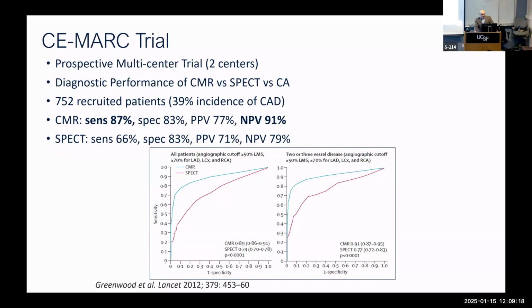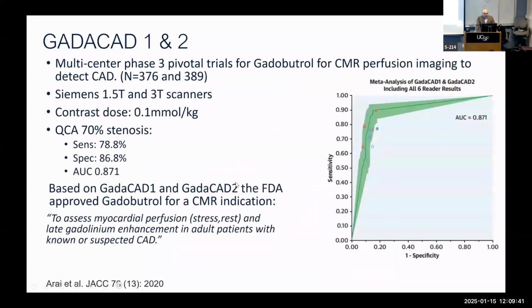This is a CE mark trial, direct performance between CMR and SPECT using coronary angiography as the gold standard. CMR outperforms SPECT in terms of sensitivity and negative predictive value and accuracy. And really, area under the curve was higher, regardless of whether or not you're looking at single vessel disease, multi-vessel disease, left main coronary stenosis.